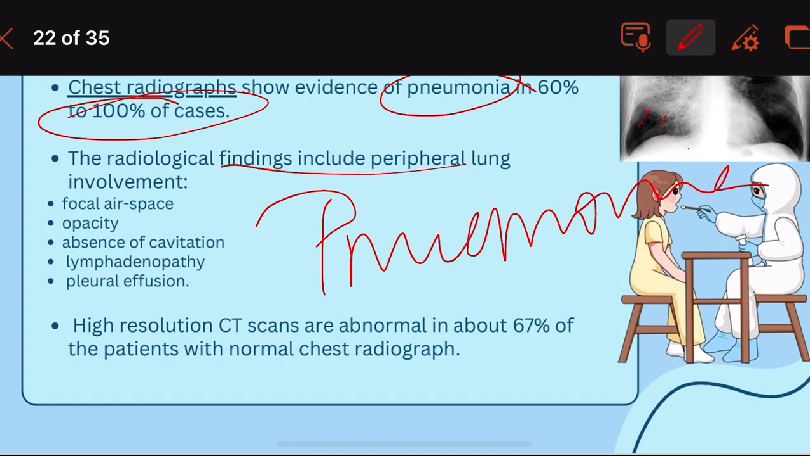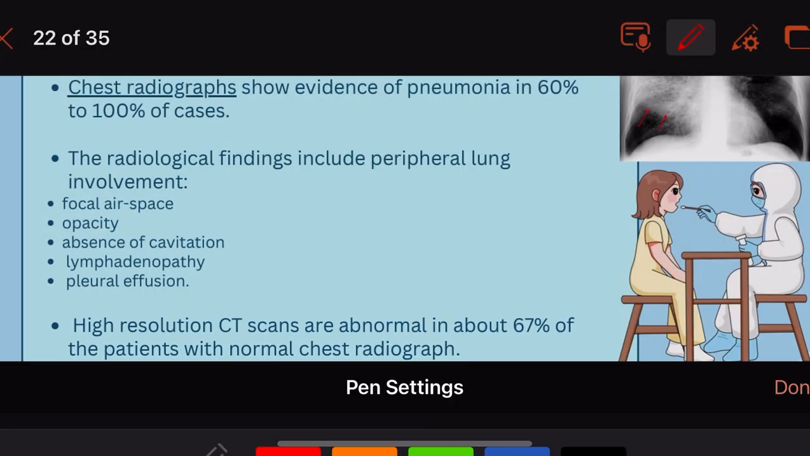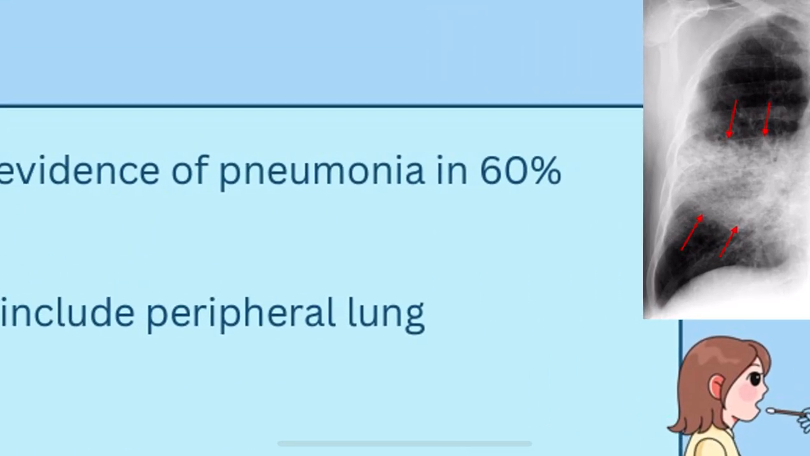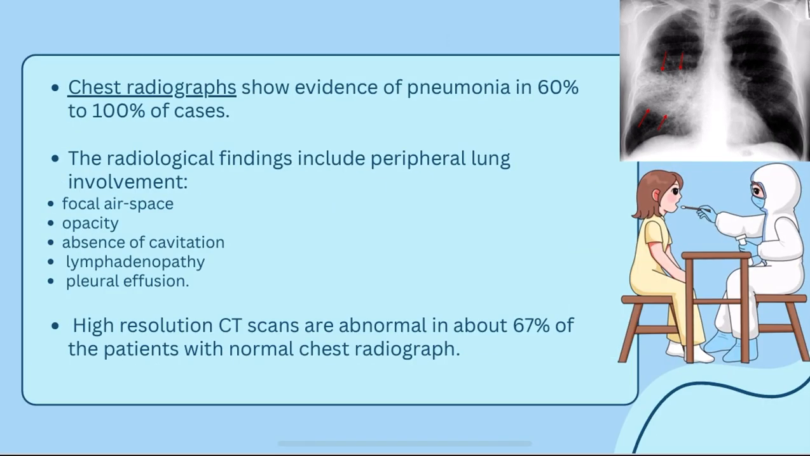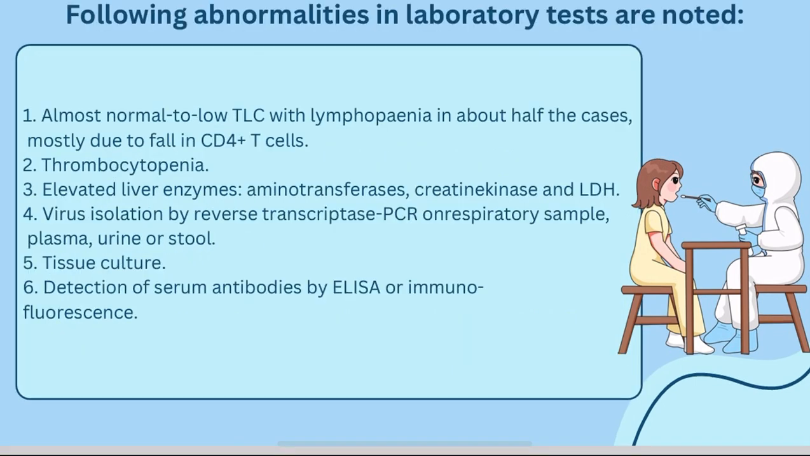The radiological findings include peripheral lung involvement, focal airspace opacity, absence of cavitation, lymphadenopathy, and pleural effusion. High resolution CT scans are abnormal in 67% of the patients with a normal chest radiograph. So even if the chest X-ray turns out to be normal, when high resolution CT scans are done, they turn out to be abnormal in 67% of the cases.